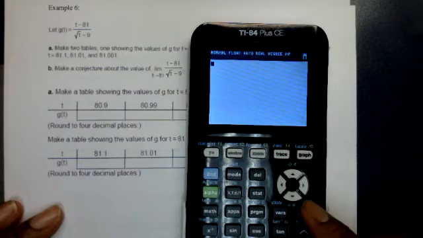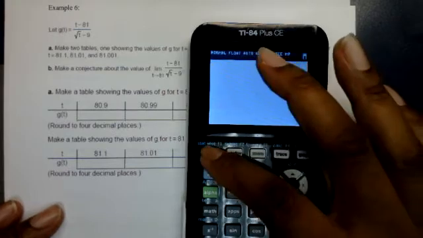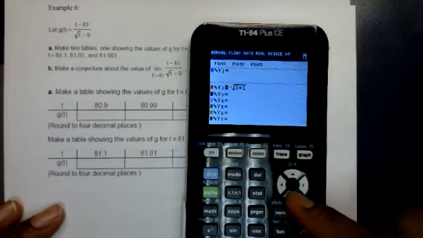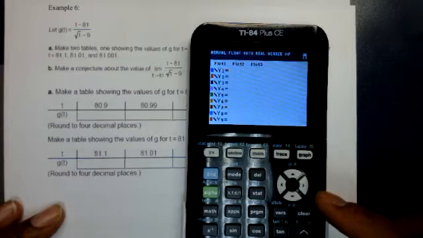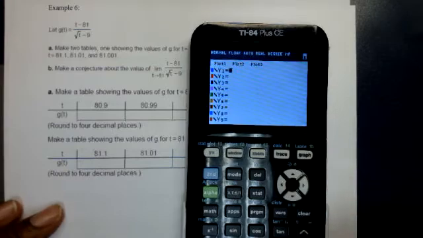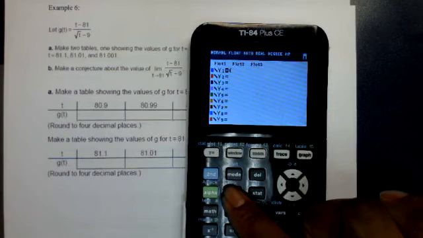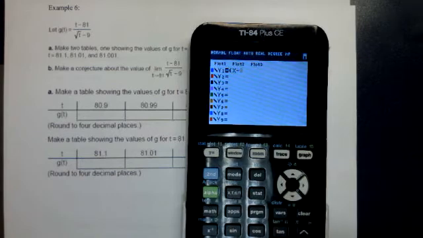I'm going to clear this junk out. And I'm going to go to y equals and clear out those equations that I have here. And I'm going to enter the (t minus 81), but I'm going to use x. So it'll be left parenthesis, x minus 81, close parenthesis, divided by, and then the denominator will be in parentheses.